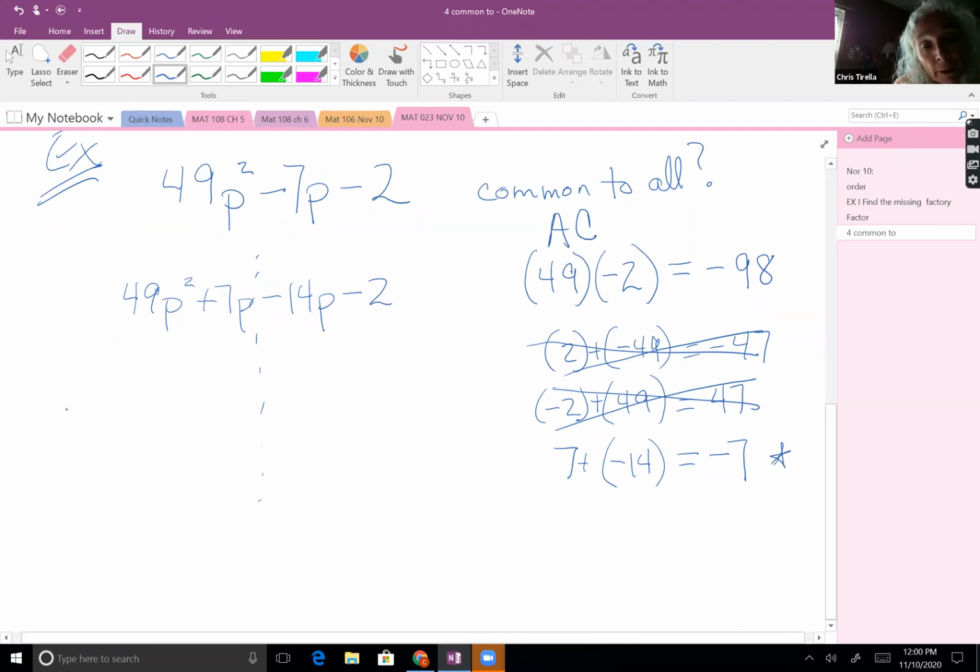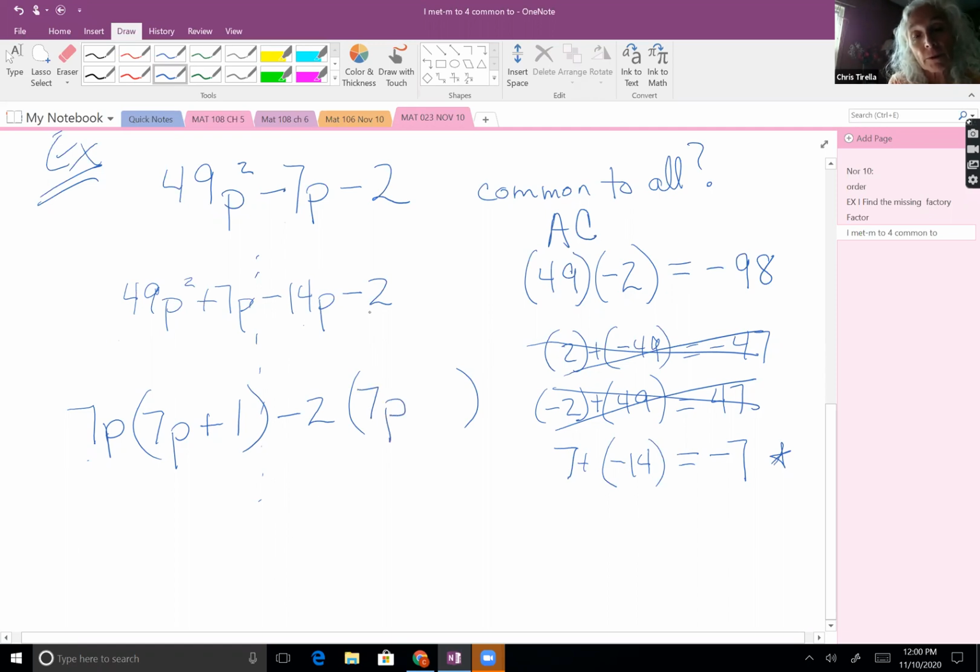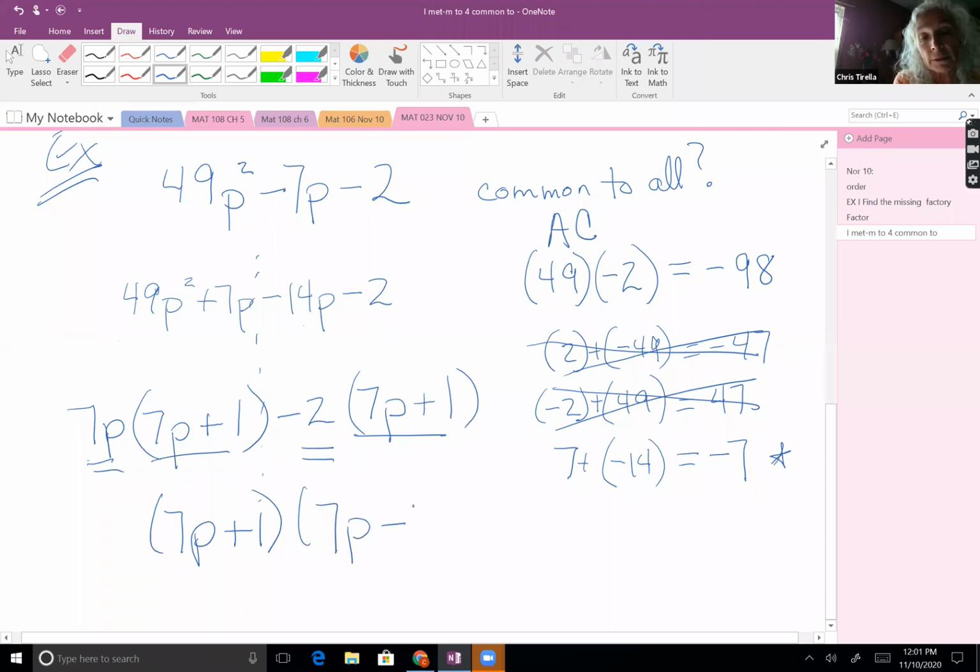49p squared and 7p have a common factor of 7p. When I divide 49p squared by 7p, I get 7p. When I divide 7p by itself, I get 1. Negative 14 and negative 2 have a common factor of negative 2. When I divide negative 14p by negative 2, I get positive 7p. Negative 2 divided by negative 2, anything divided by itself is 1. And so I've got this common factor of 7p plus 1. And our other factor is going to be that 7p minus 2.